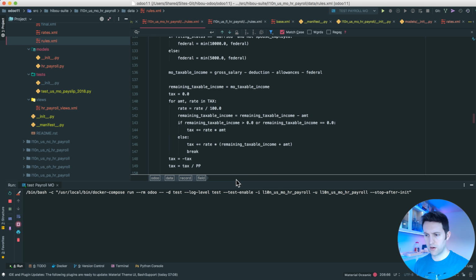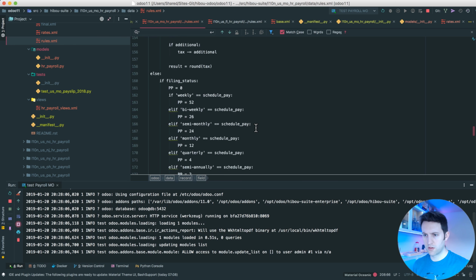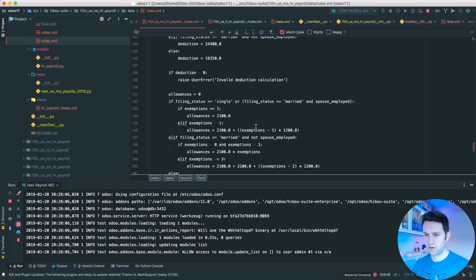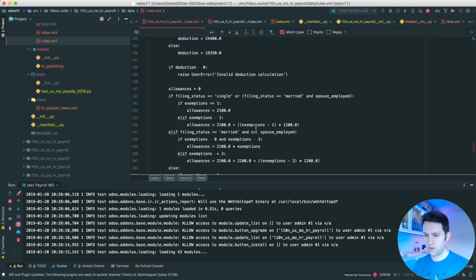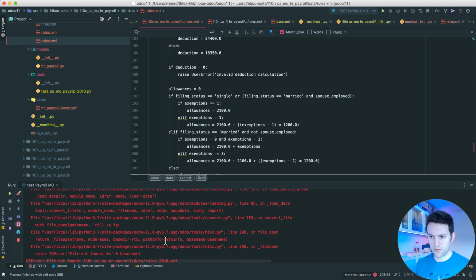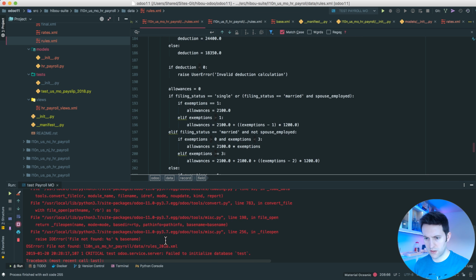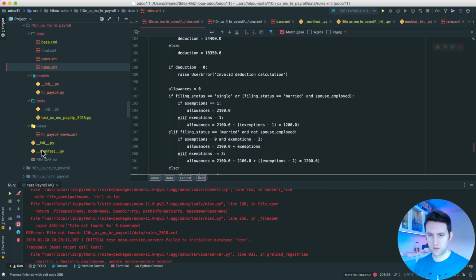Don't know why it ran all that. All right, so I think we have an error somewhere in here. We'll find it. Okay, boom. So much faster than the first time when it ran all those other tests. Okay, so file not found, rules 2018, obviously.